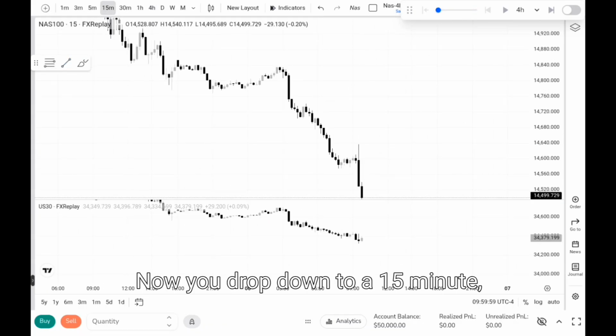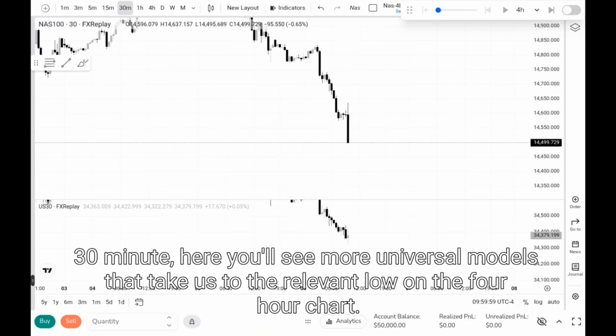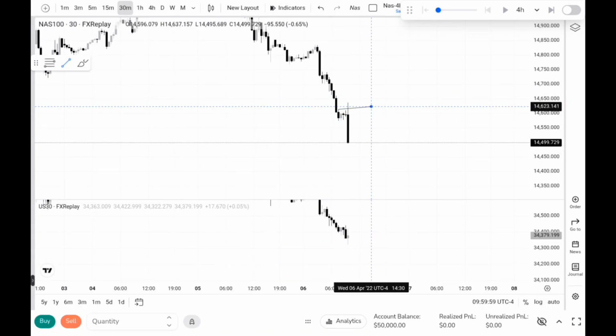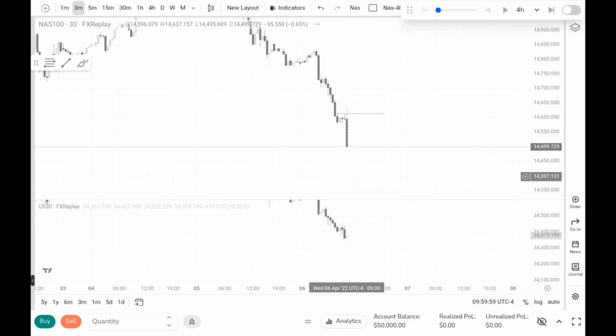Now you drop down to a 15-minute, 30-minute. Here you'll see more universal models that take us to the relevant low on the 4-hour chart. Same exact thing as the previous example here, right? The market has traded into this 30-minute gap at 9:30, and then we just trade lower from there.